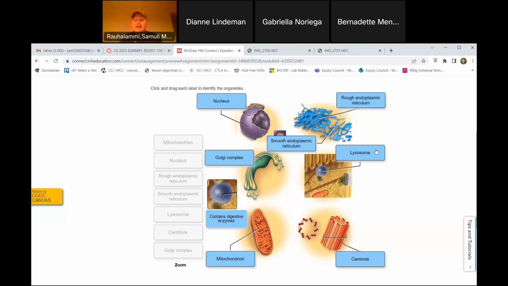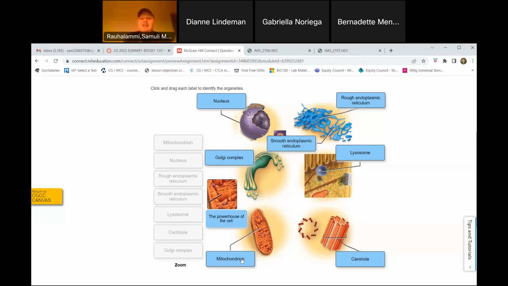Lysosomes are an example of little sacs with a membrane around them inside the cell that help carry materials around the cell. Lysosomes in particular contain enzymes, typically digestive enzymes. Those enzymes don't just float around free, they're enclosed in these sacs.